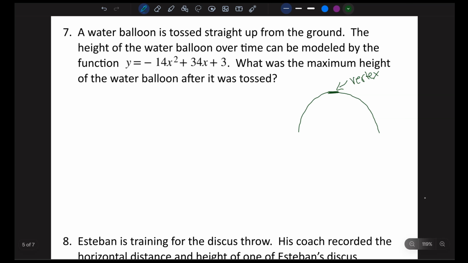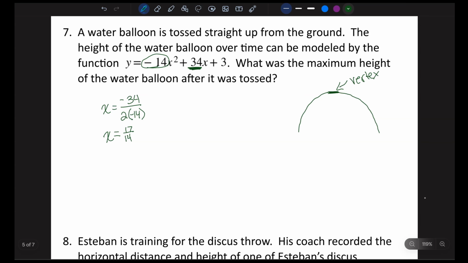To get the Y value of the vertex, I need the X value of the vertex. So I'm going to find the axis of symmetry. So X equals negative B. Well, in this case, B is 34. It's right there in front of the X. So 34 all over 2 times A. A in this case is negative 14. So I have negative 34 over 2 times negative 14. That's going to give me 17 over 14. So it's not pretty, but it doesn't matter. All right, so we have 17 over 14.